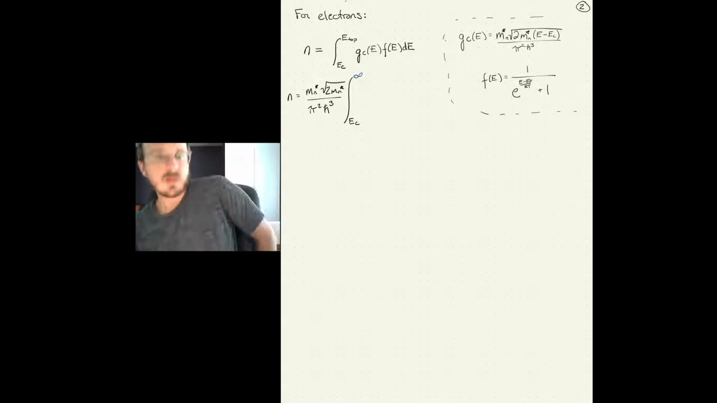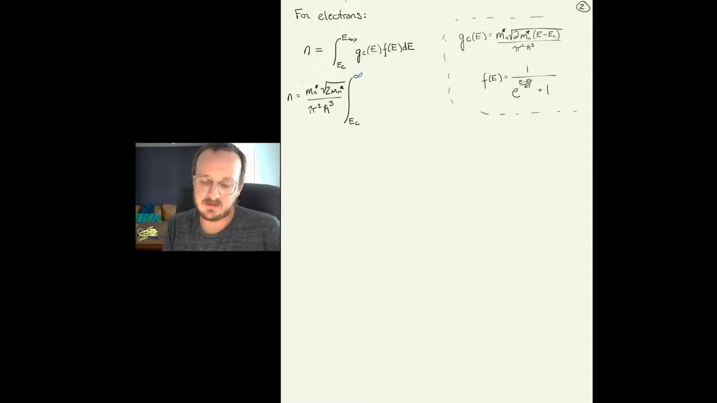Now, we bring the square root of the energy inside the integral, so we'll get (E minus EC) to the 1/2 over e to the (E minus EF) over kT, plus 1. This is from the Fermi function. And this is integrated over all energy. Now, let's rewrite this, and you're going to see why at the end. But we're going to rewrite it first.